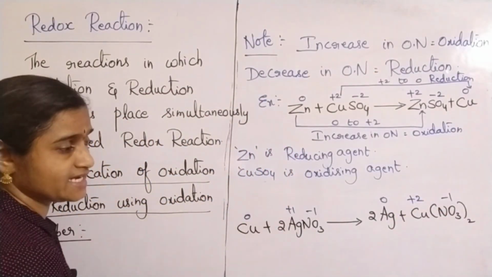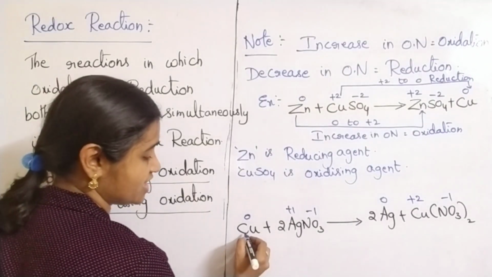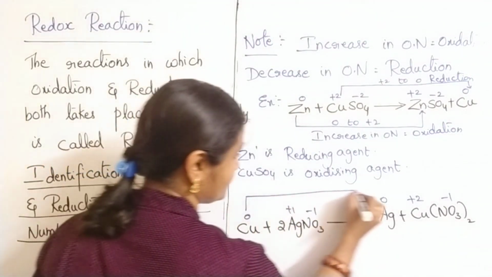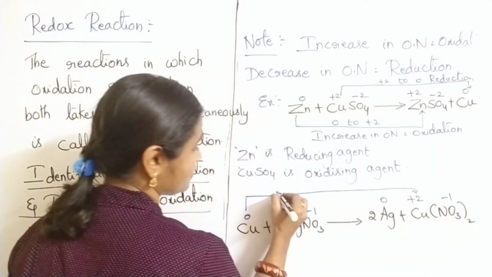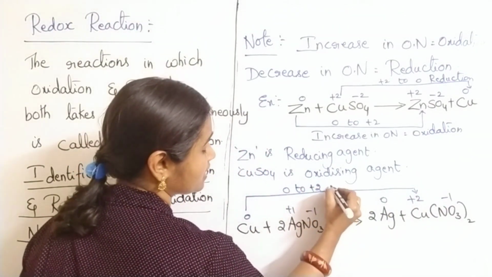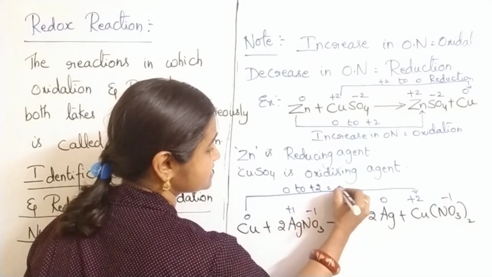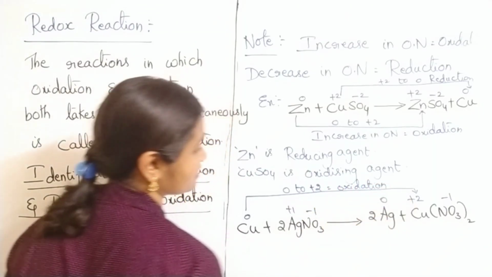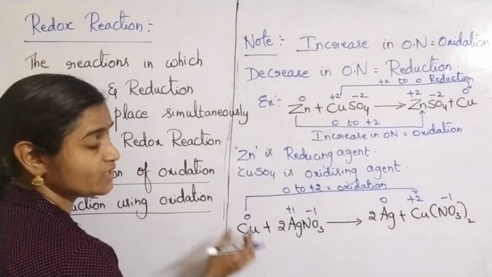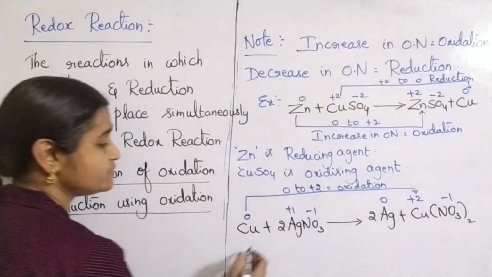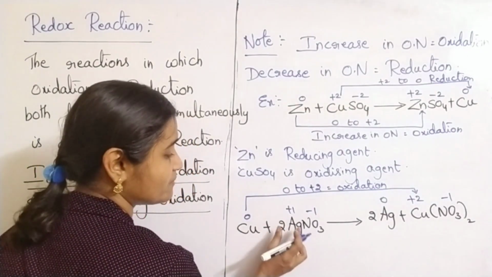Now after assigning oxidation numbers, you identify the change in oxidation number. Copper's oxidation number changed from 0 to +2. That means oxidation number is increased. An increase in oxidation number, you call it oxidation. So copper is undergoing oxidation. So copper acts as what? Reducing agent.